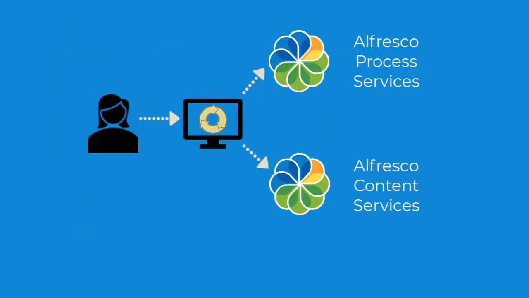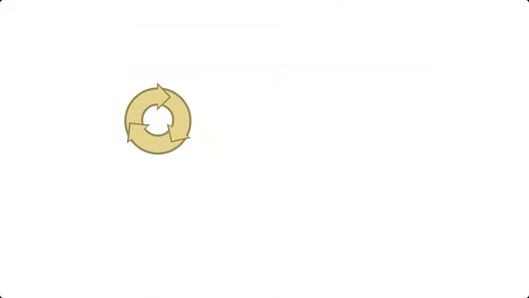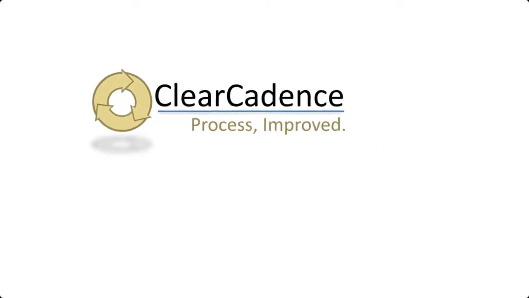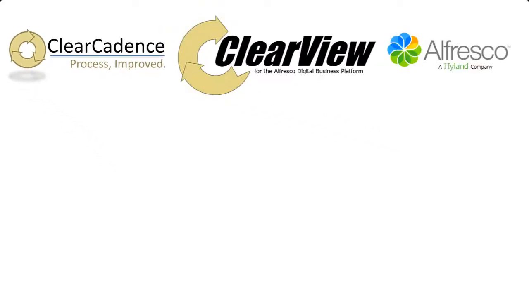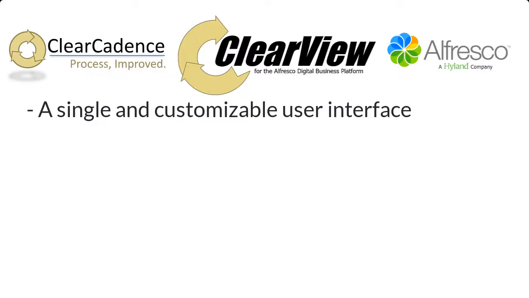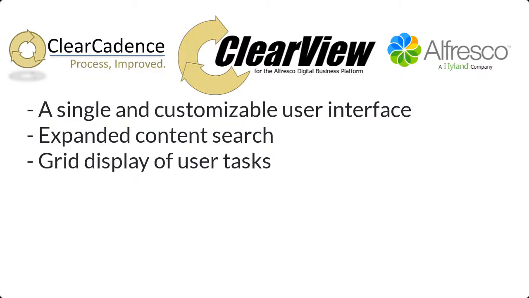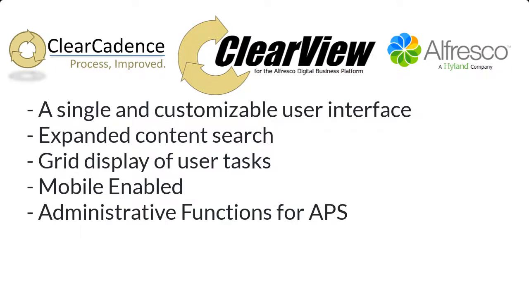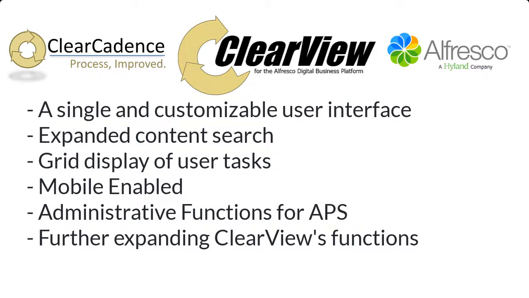ClearView lays on top of the Alfresco digital business platform and provides a single interface into content services and process services. It provides a lot of configurable options right out of the box and can be expanded for even more functionality and customization, like accessing other important business applications. Clear Cadence developed ClearView using the Alfresco Application Development Framework, or ADF, and in this demo, we'll take a look at the single and customizable user interface, the expanded content search, a grid display of user tasks, how ClearView is mobile-enabled, a look at the administrative functions ClearView provides, and finally, how you can expand ClearView's functions to integrate with other applications. So let's go.